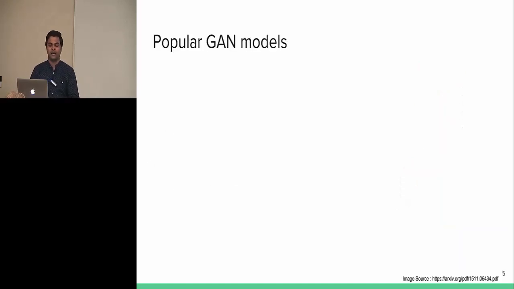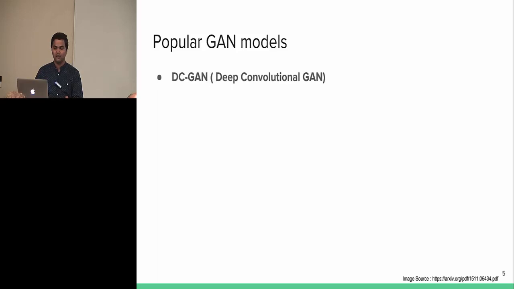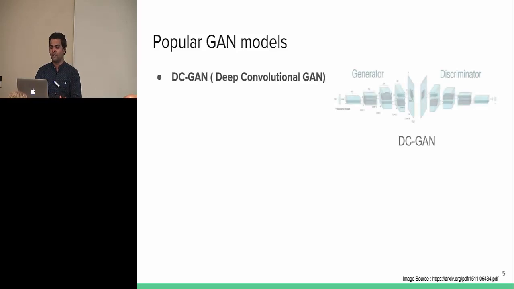So coming to popular GAN models, one of the first well-popularized GAN models is called DC GAN, which is deep convolutional GAN, where deep convolutional networks were used in both the generator and the discriminator. So here is a representation of the same. We take an input noise, reshape it, and then generate an image, which we pass into the discriminator, which will learn to distinguish between real and fake.